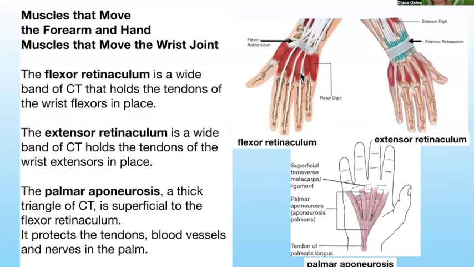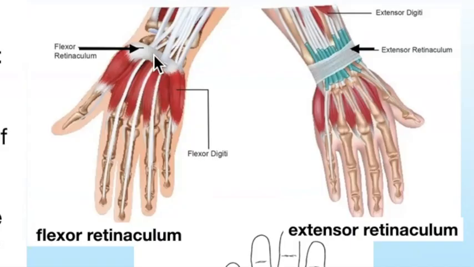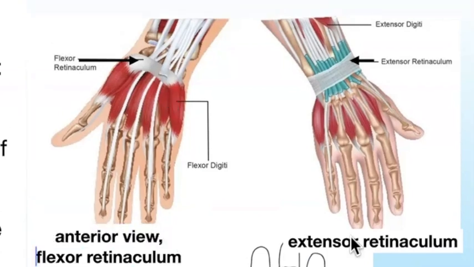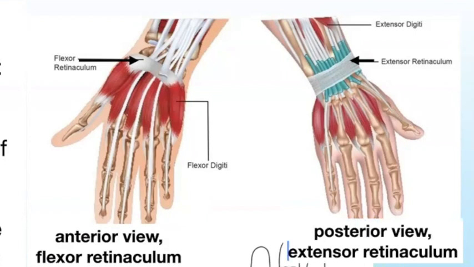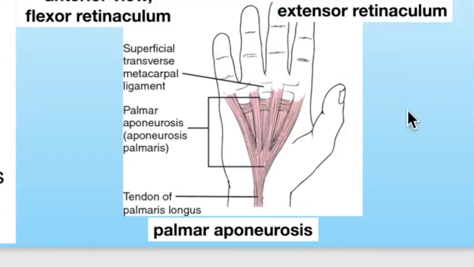So in this slide here, we see the flexor retinaculum is a wide band of connective tissue shown here in this anterior view. And then the extensor retinaculum is seen in this little picture showing the posterior view. They just look like straps of connective tissue that go across the wrist joint. And then the palmar aponeurosis is a thick triangle of connective tissue with the point by the wrist joint and the base of the triangle by the base of the fingers.